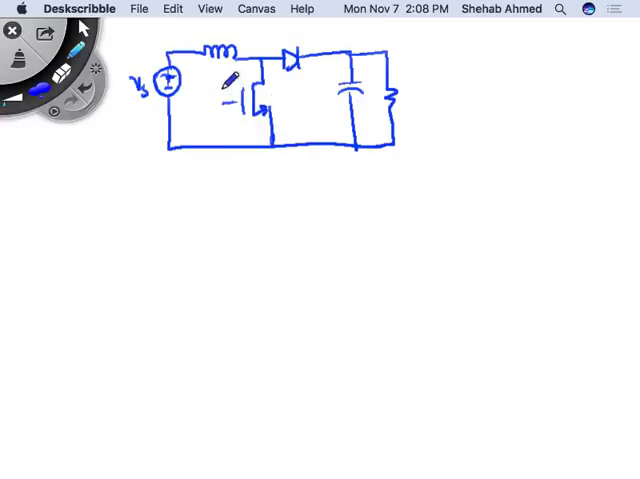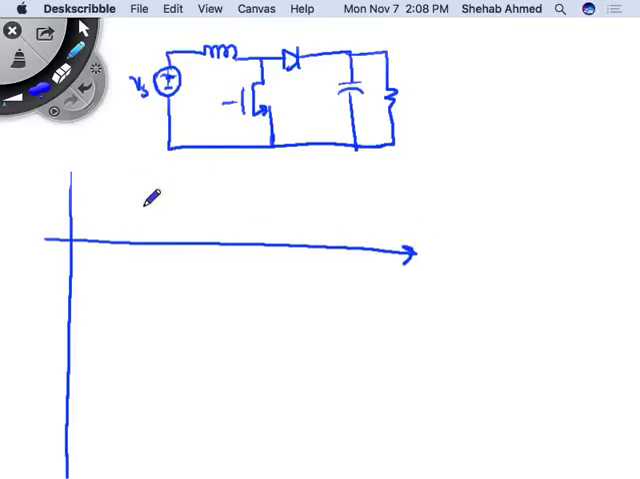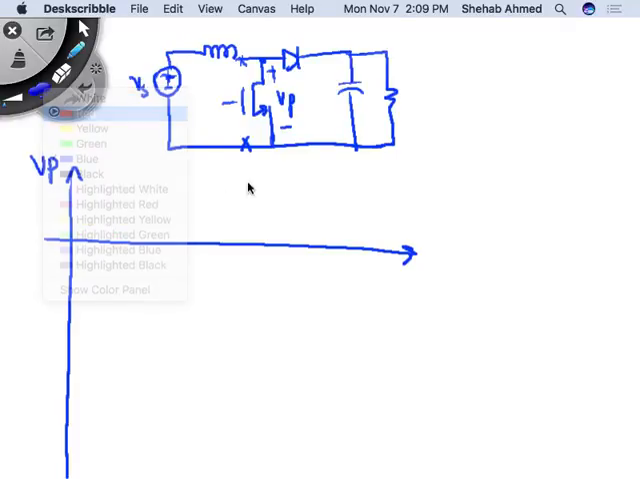Okay, we said that initially the switch is on. So if the switch is on, let me draw the voltage. Because I call this the pole, I'll call this VP here. Let me draw VP. VP is the voltage across the switch, or basically the voltage between these two nodes. Right? What is that voltage equal to? When the switch is on, it's equal to 0. Right? When the switch is on, the switch is a short circuit, so the voltage is 0.